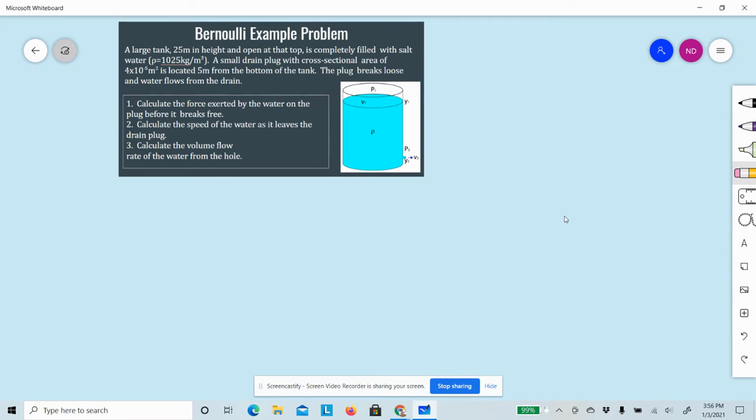Okay, here's the Bernoulli example problem. We've got to figure out a couple things. We've got this large tank of water that is 25 meters high. It's filled with salt water and a plug near the bottom, 5 meters from the bottom, with a cross-sectional area of 4 times 10 to the minus fifth square meters.